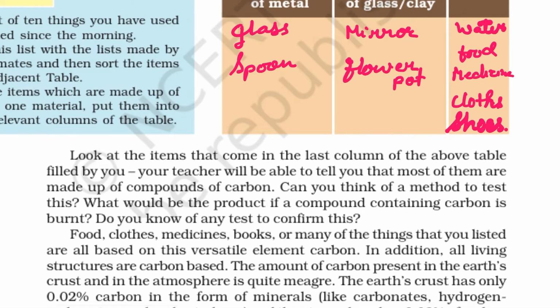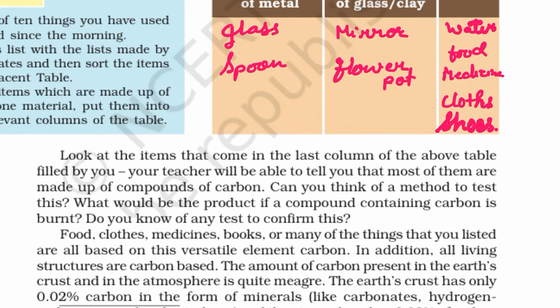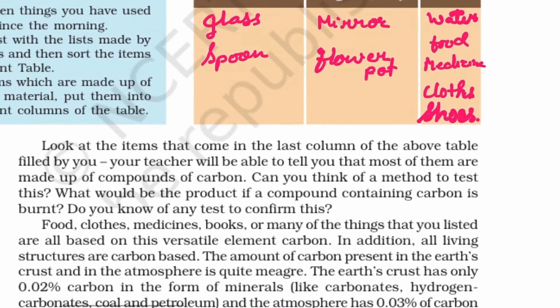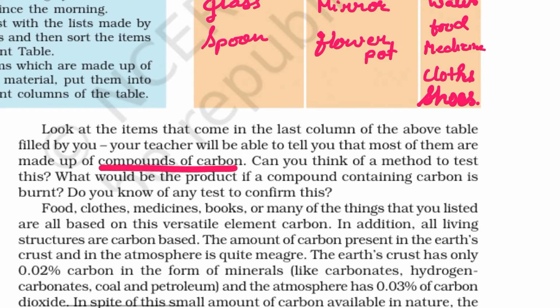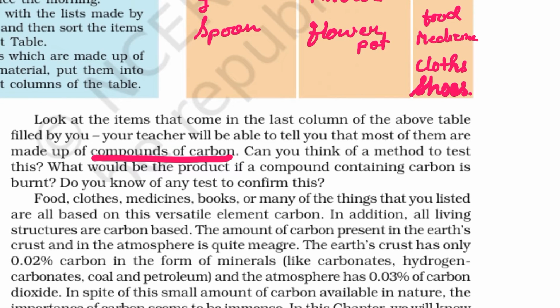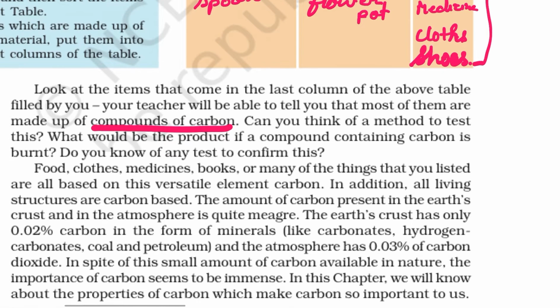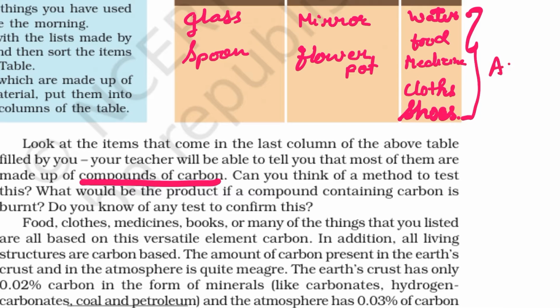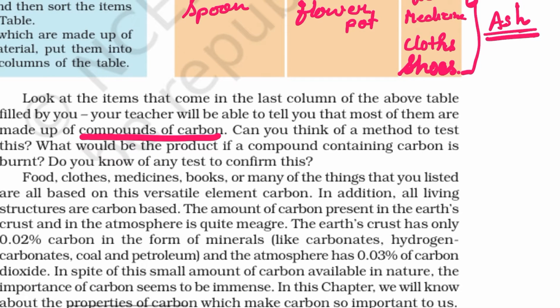Now look at the item that comes in the last column of the above table filled by you. Your teacher will be able to tell you that most of them are made up of compounds of carbon. Now how to check whether it is made up of carbon? For that we need to burn these items. And if at the end of burning you get ash as the product, which is a grey substance, then it is made up of carbon. But if you don't get ash, then it is not a compound made up of carbon.